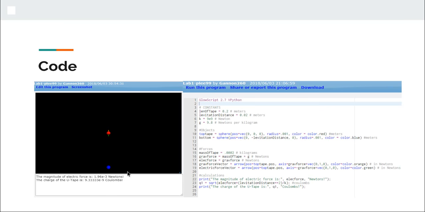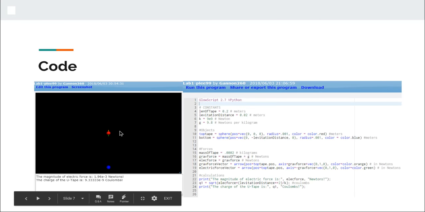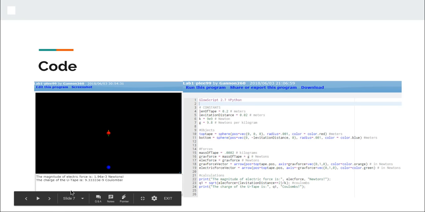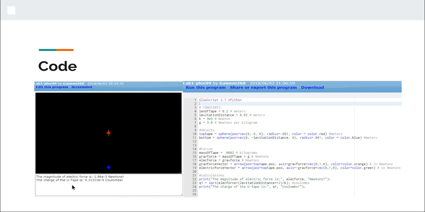Finally, here's some of the code that I wrote to simulate this model. The red indicates U-tape B, blue indicates U-tape A, green indicates the gravitational force, and orange indicates the electric force. Notice how these arrows are opposite, and they model the free body diagram where I had the magnitudes the same. And I was actually able to calculate the charge of the U-tape in this manner by using it almost like a calculator.